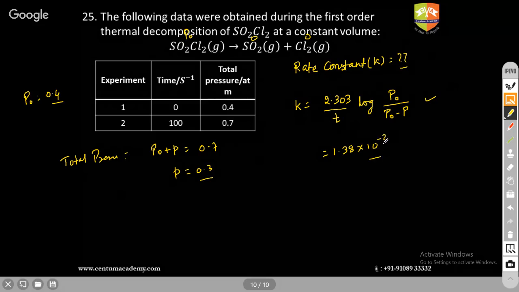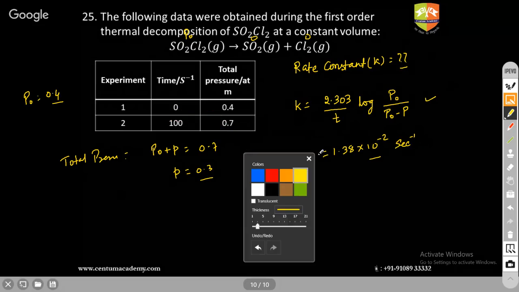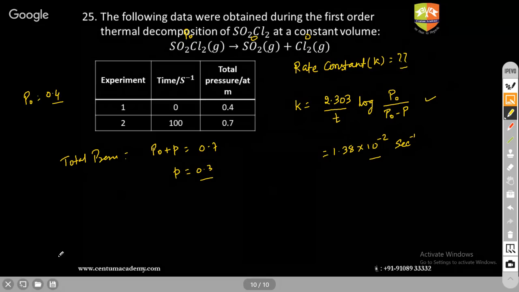What is the unit of K? What is the unit of K? Tell me. Second inverse, right? So don't forget to write down the unit also. Always. Second inverse. First order reaction, second inverse is the unit. Yeah. Next question you see, question number 24.